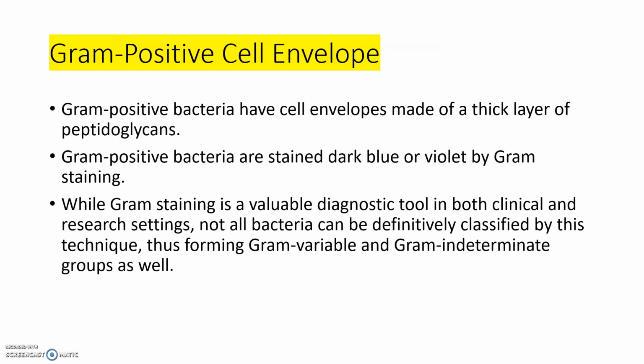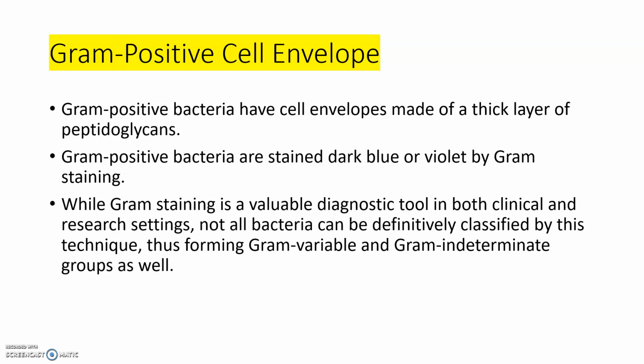Now coming to the gram-positive bacteria cell wall. The gram-positive bacteria have a cell envelope which is made up of a thick layer of peptidoglycan. Comparing to the gram-negative bacterial cell wall, the gram-positive bacterial cell wall is very thick. It has a thick layer of peptidoglycan. Because of this, what happens?